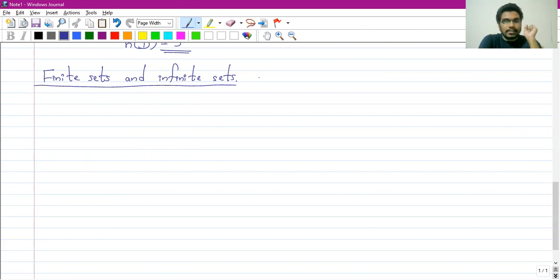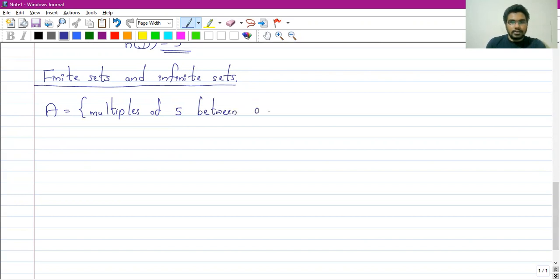But some sets have no specific number of elements. So yes, shall we take 2 examples like this way? So I will take 2 examples. A is equal to multiples of 5 between 0 and 20. Next one I will take another set. Next one I will take multiples of 5 only.